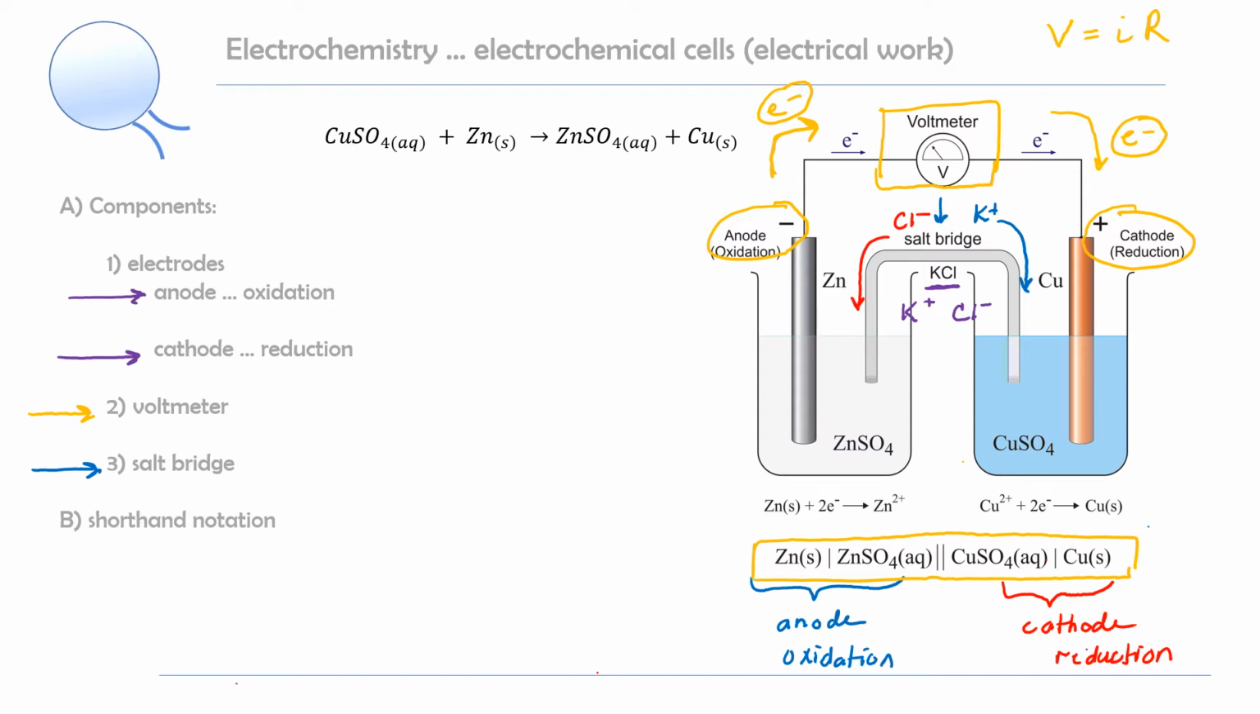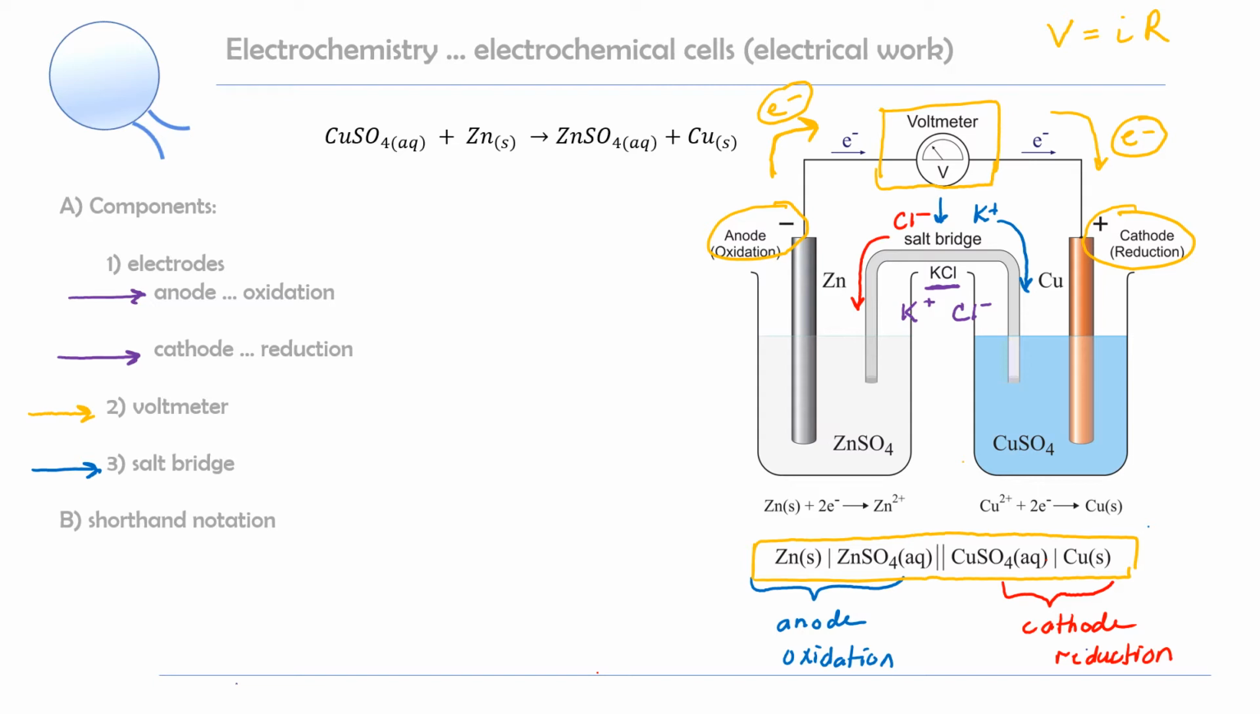Okay, so let's look at the actual reaction that I'm showing in this illustration. Okay, we have copper sulfate reacting with zinc metal to provide zinc sulfate and copper solid. So this is a redox process. So let's go in and assign oxidation numbers, break it up into the two half reactions, and have a better understanding of how this electrochemical cell works.